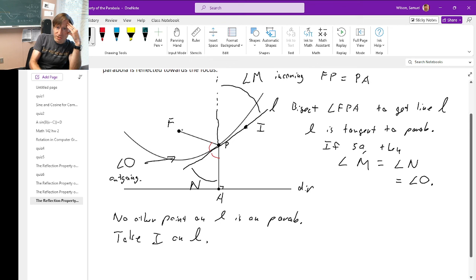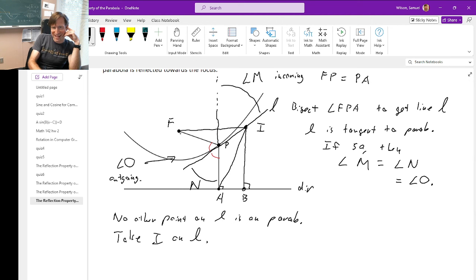Okay, what we're going to do is connect F to I. We're going to connect F to A, and we're going to go straight down from I to the directrix to make a point B. Okay. Also, we're going to connect F and A like this. F and A, when we connect them, gives us one more point, which I guess we'll call C right here.